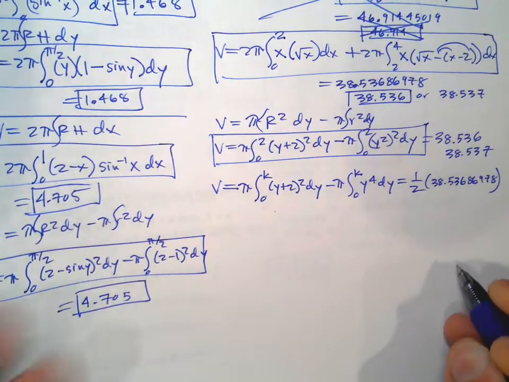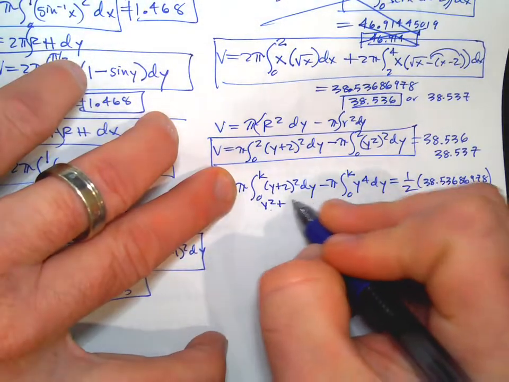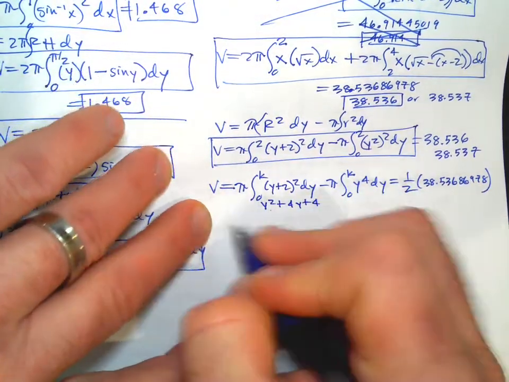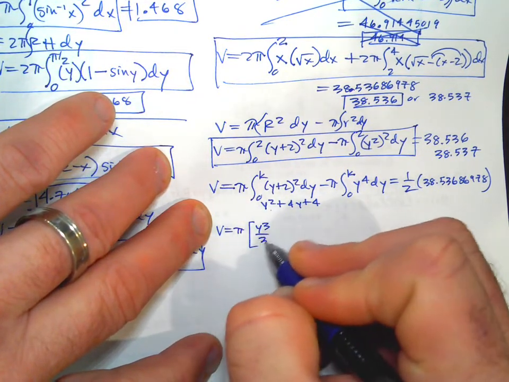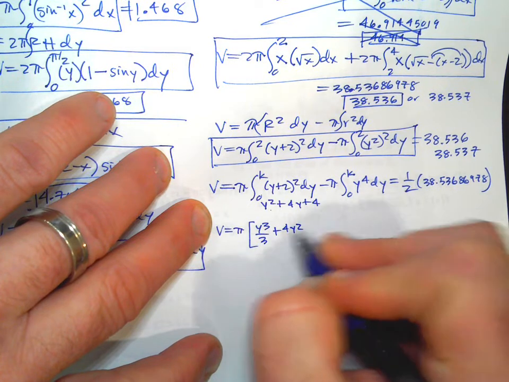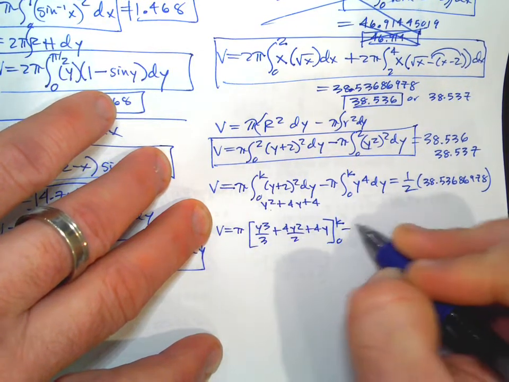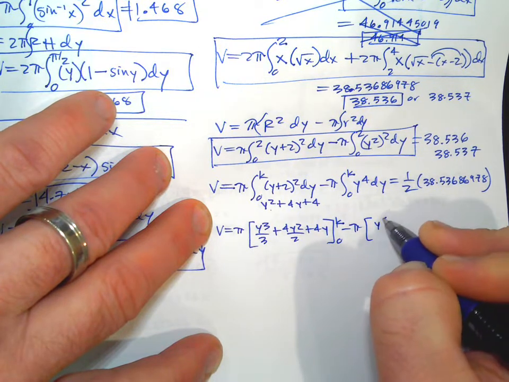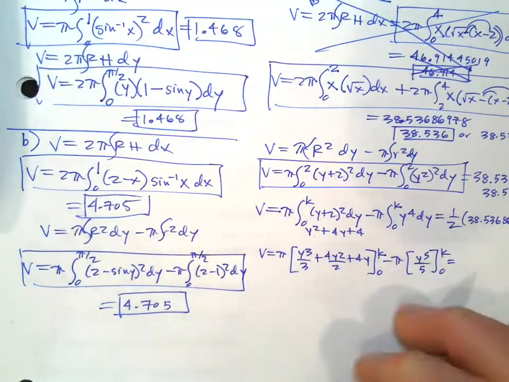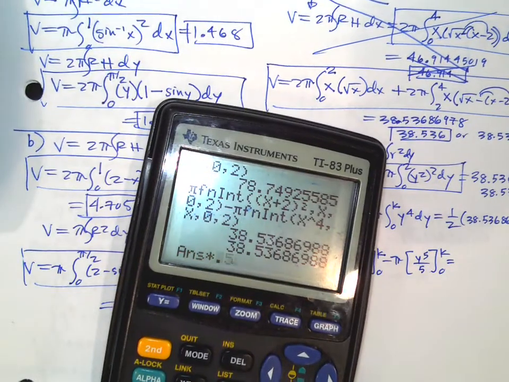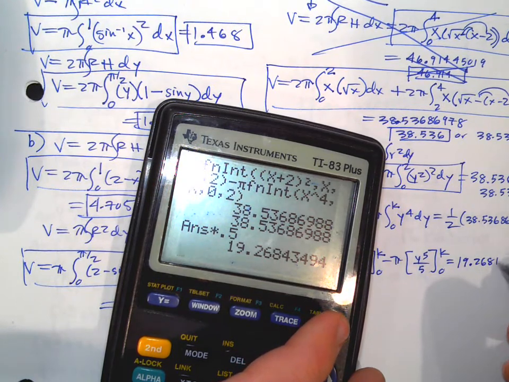We're going to actually have to integrate it by hand and then solve it on our calculator. So this is going to be y squared plus 4y plus 4. So the antiderivative is going to be y to the third over 3 plus 4y squared over 2 plus 4y, 0 to k, minus pi y to the fifth over 5, 0 to k. It's going to equal half of that value, which is 19.268434.